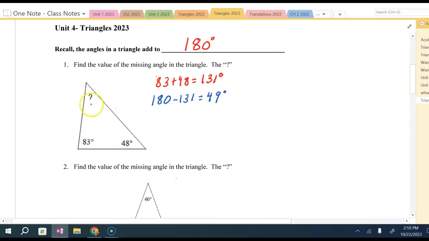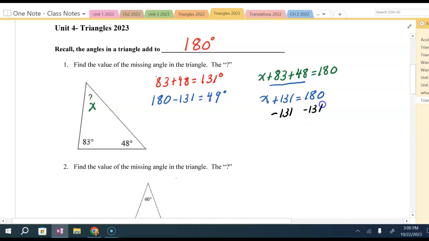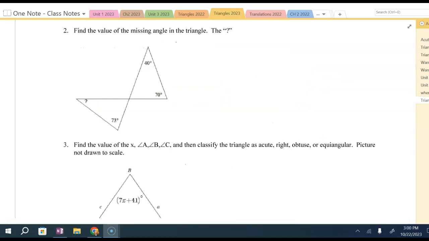Another way students like to do this is to call this x, and the students could say x plus 83 plus 48 is 180. Combining these like terms, you get x plus 131 is 180. Subtract 131 from both sides, and you'll get x to be 49 degrees. In problem number 2, this is a multi-step problem.